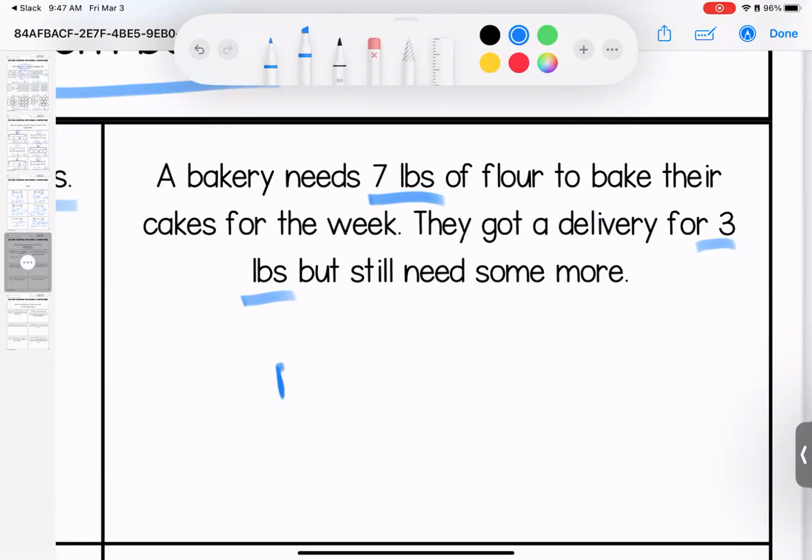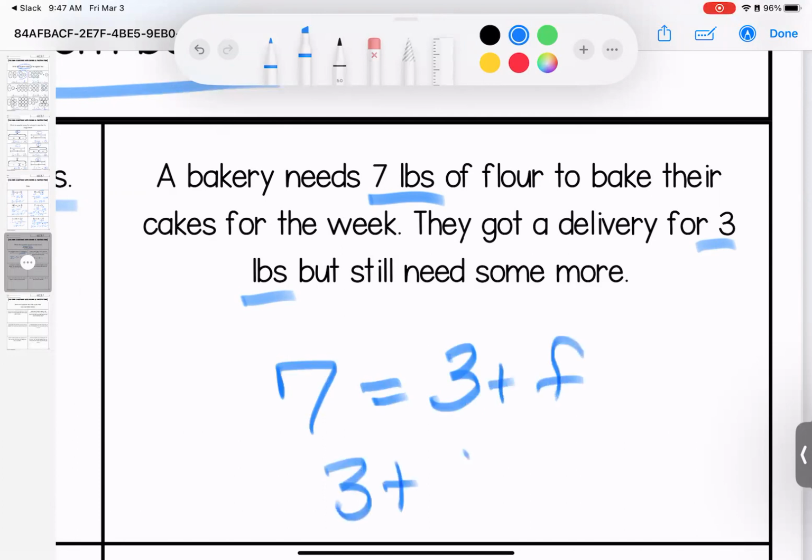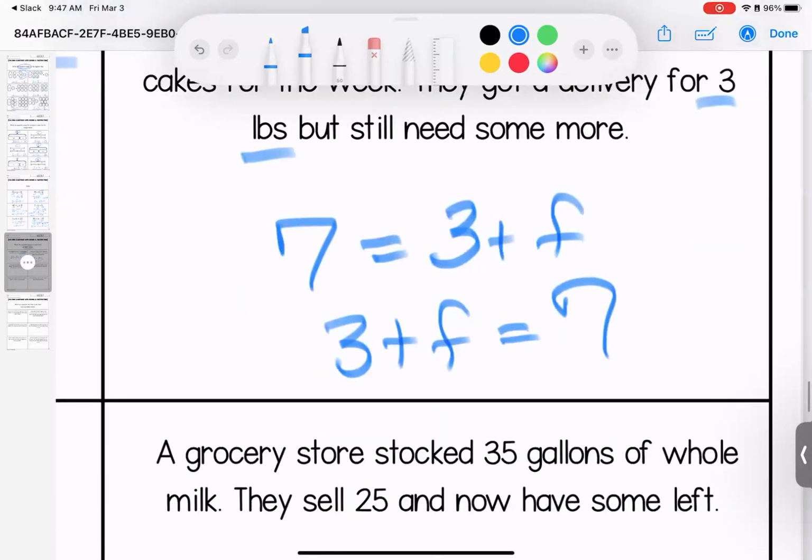So they need 7 pounds. And they got 3, but they need more. We could also write this as 3 plus F equals 7. We're unsure of how much more they need, so we're going to write that as our unknown.